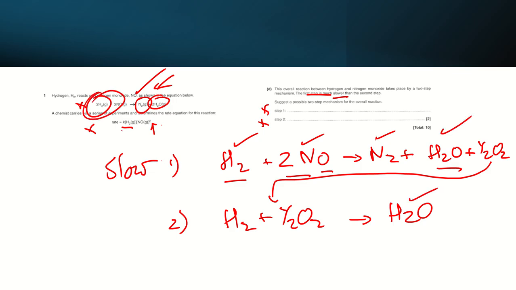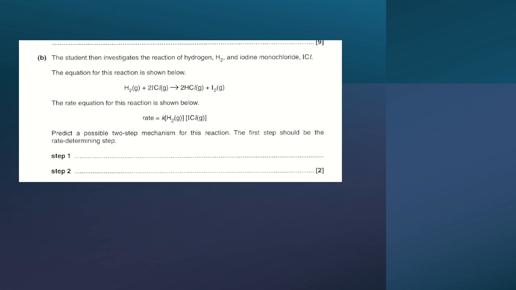Have I reacted 2 molecules of hydrogen? Yes, 1 in the slow and 1 in the fast. I have made O2 here, but I have used it up, which is spot on. So everything tallies up with the rate equation and with the balanced symbol equation. Therefore, that is your answer.